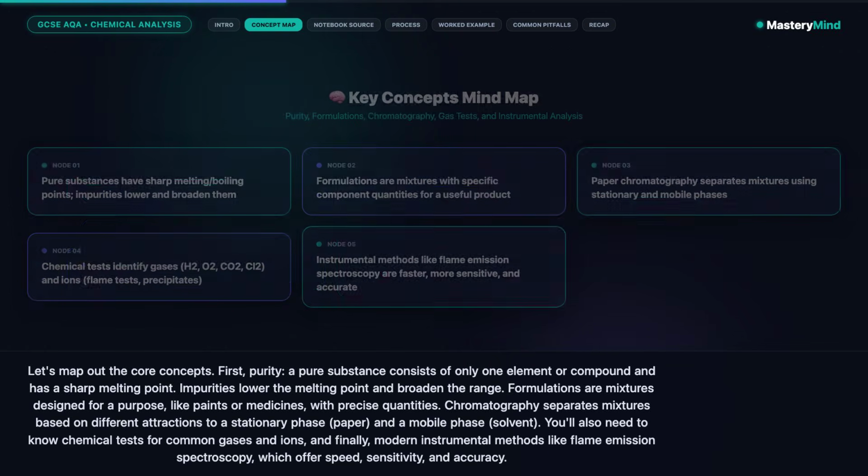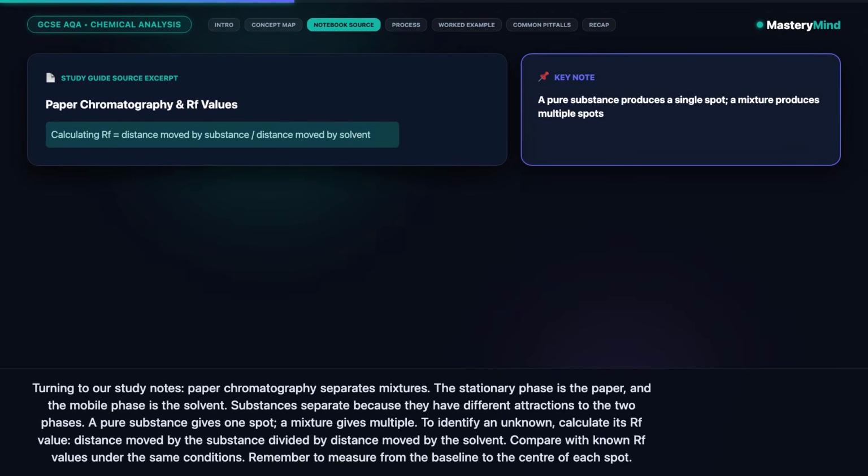Turning to our study notes, paper chromatography separates mixtures. The stationary phase is the paper, and the mobile phase is the solvent. Substances separate because they have different attractions to the two phases. A pure substance gives one spot, a mixture gives multiple. To identify an unknown, calculate its RF value, distance moved by the substance divided by distance moved by the solvent. Compare with known RF values under the same conditions. Remember to measure from the baseline to the center of each spot.